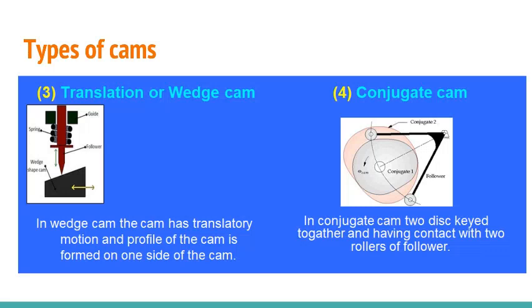Translation or wedge cam has a translatory motion, and the profile of the cam is formed on one side of the cam. The other side of the cam doesn't have the motion, or part of the cam is having the translation motion. While the conjugate cam has two discs keyed together and having contact with two roller followers. In this case, the cam is rotating in a particular area, but it is not circular or elliptical. That is the purpose of the conjugate cam.